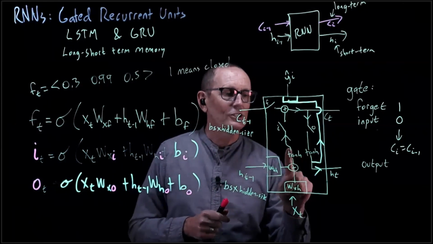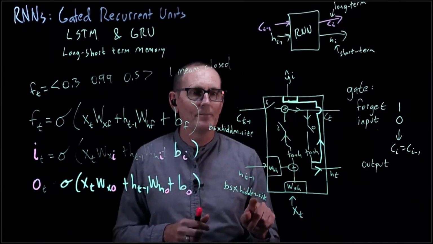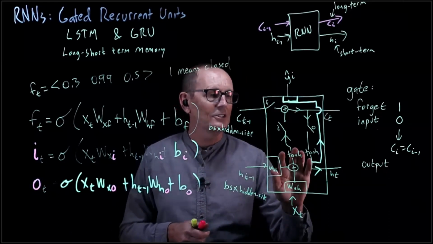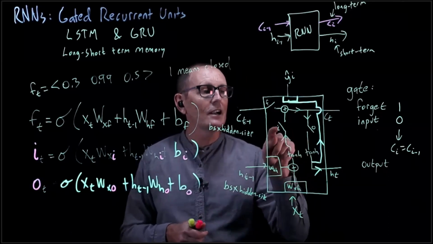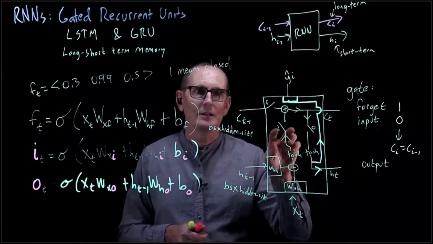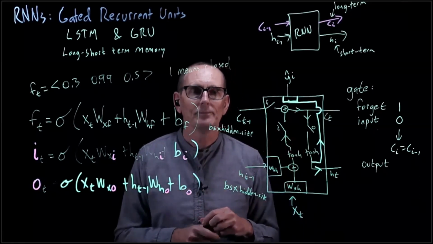And again, as a reminder, they're all vectors. So what's going along these paths are vectors of size, let's just say hidden size for the moment. And so we've got a vector of size hidden size here, and it hits this gate, and this gate is a vector as well. So one component may go through, the other component may not go through, and so on.